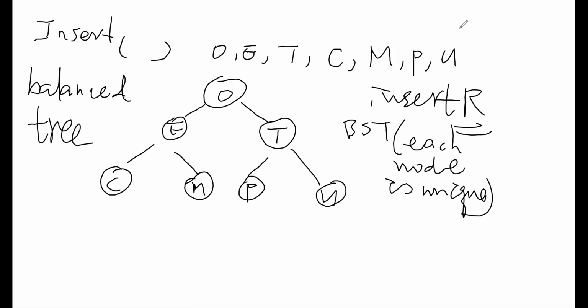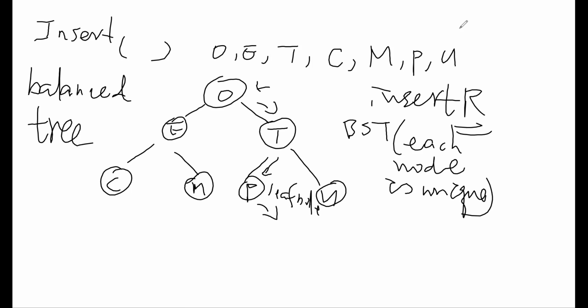We start with the root node. You compare, and R is greater than O, so we need to go to its right. Then you compare with T. R is less than T, so it should go to the left. Now you reach P. Comparing with P, R is greater, so it's supposed to go to the right. But P is already a leaf node, so there is no branch for you to go.